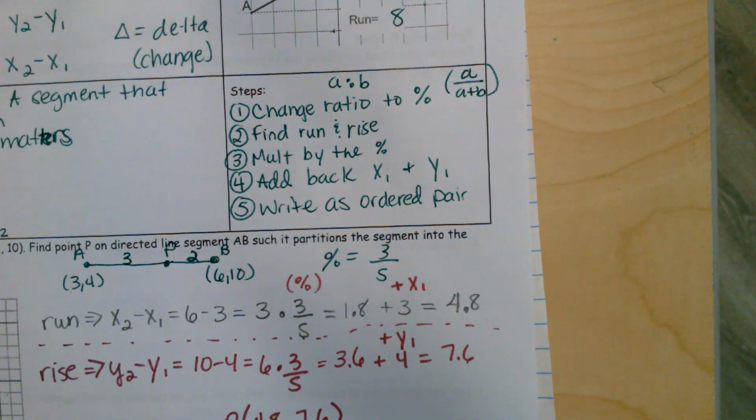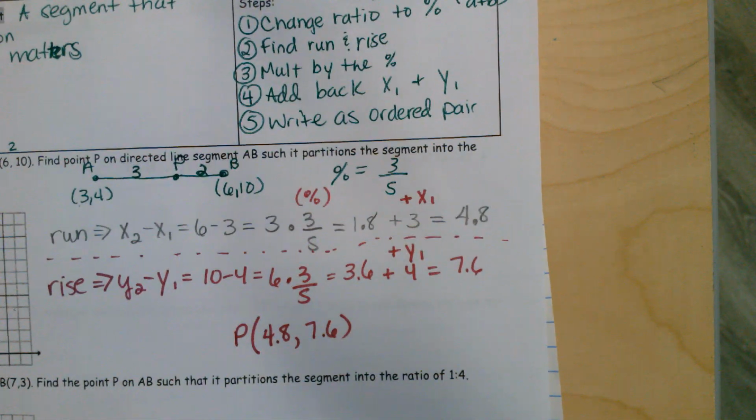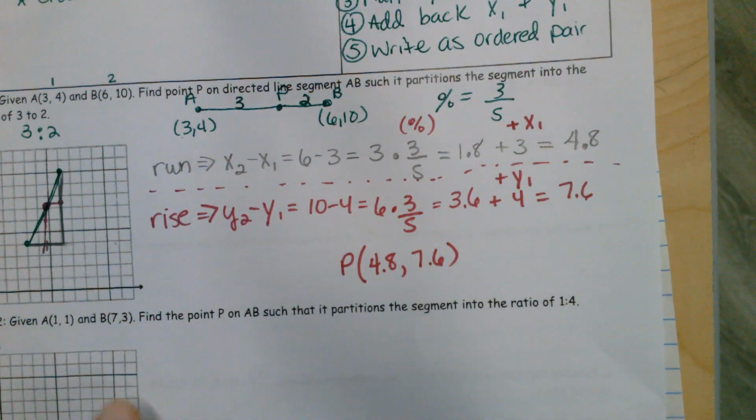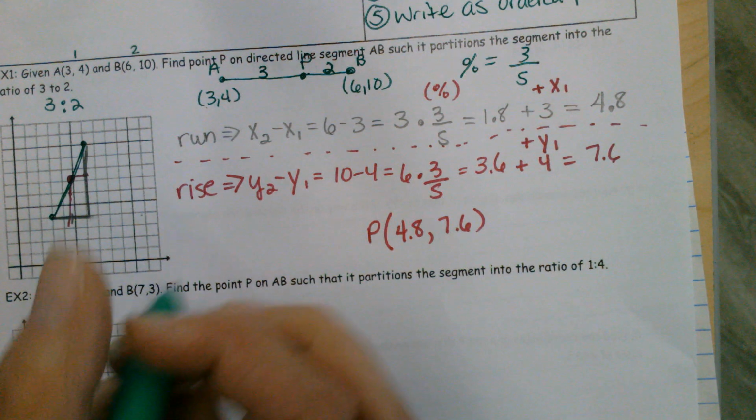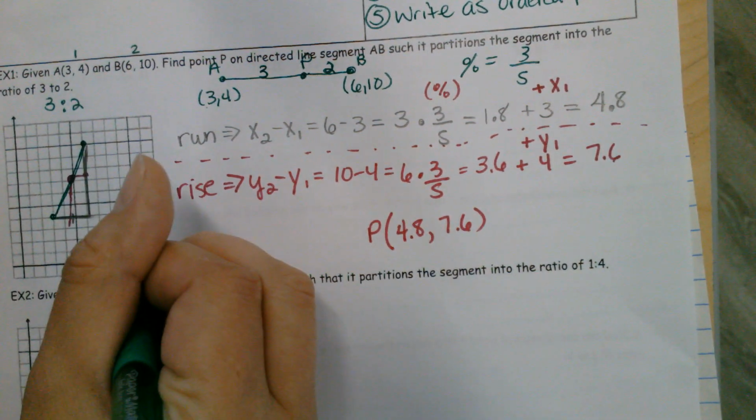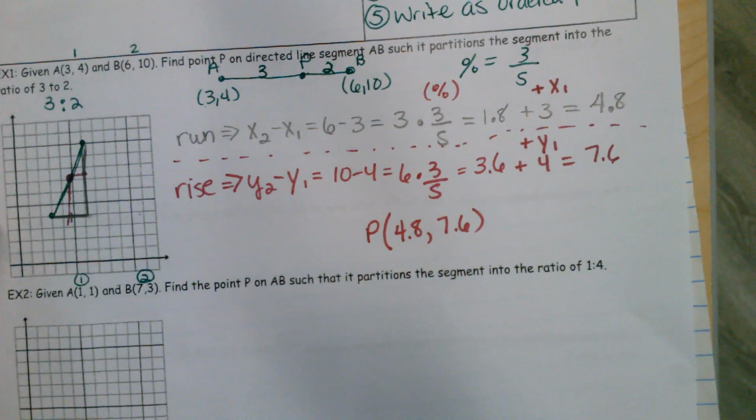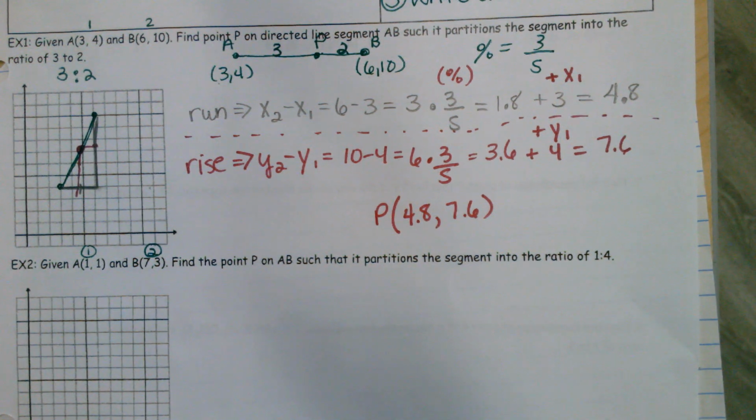For the next example, I have A at (1, 1), B at (7, 3). We want to find point P on AB such that it partitions the segment into a ratio of 1 to 4. You always assume that your first point is your first point, and our second point is always our second point. So, you guys want to talk me through it?